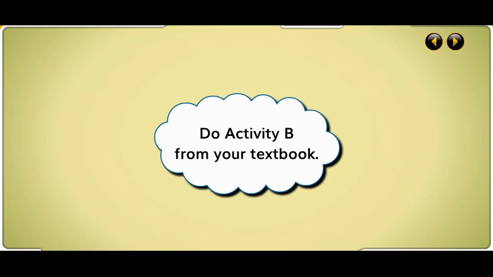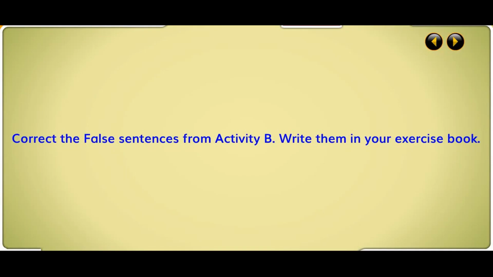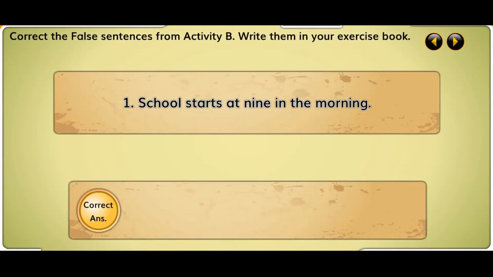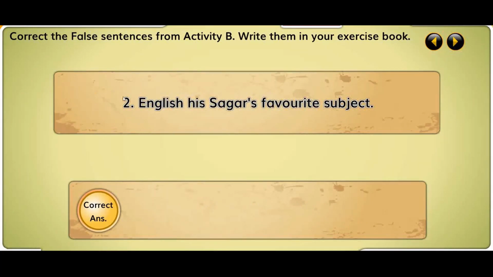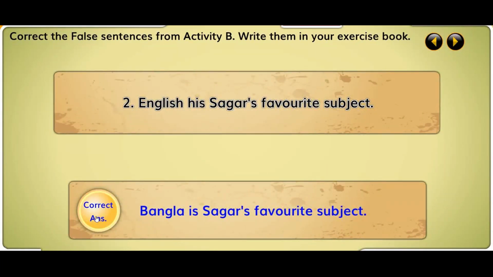Do activity B from your textbook. Correct the false sentences from activity B. Write them in your exercise book. School starts at 9 in the morning. Bangla is Shagor's favorite subject.